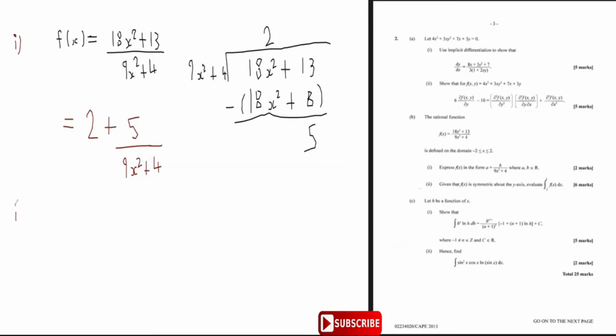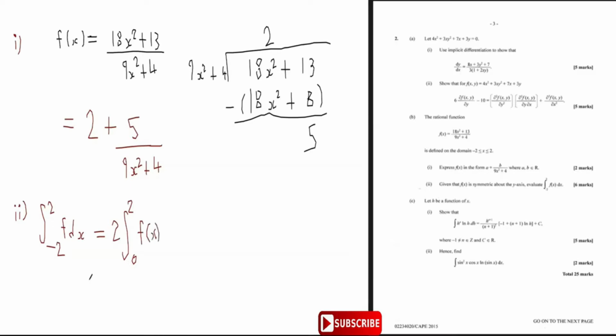Part 2 says, given that f of x is symmetric about the y-axis, evaluate the integral from -2 to 2 of f of x. Since f of x is symmetric, what they're telling us is that the integral from -2 to 2 of f is equal to 2 times the integral from 0 to 2 of f of x, because they're saying it's symmetric.